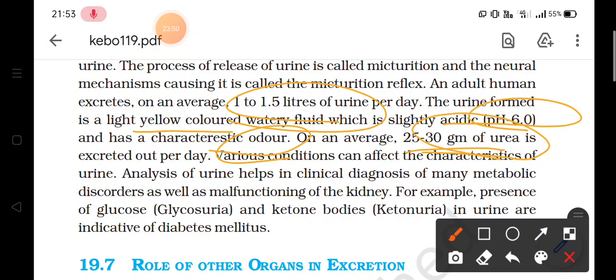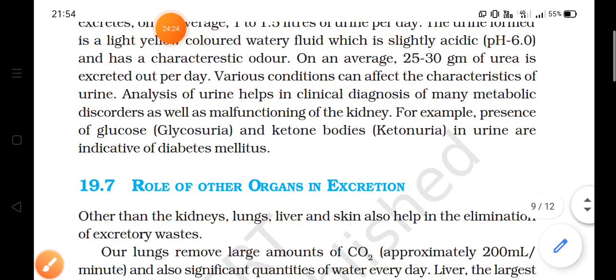And if we talk about the analysis of urine, it is helpful in many clinical diagnoses. Many disorders can be studied by diagnosing the urine, especially we can study the malfunctioning of the kidneys, meaning if the kidneys are working properly or not. Malfunctioning means when they are not working properly. For example, if there is glucose in the urine, it shows that the patient is suffering from the disease diabetes mellitus, which is also known as sugar.